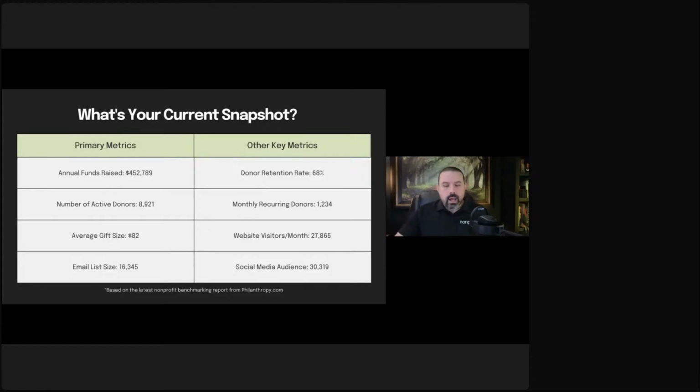Now, obviously, across segments, right? Nonprofits encompass a lot of different types of efforts, and so these metrics may change between industry, but in general, this is what we're looking at.